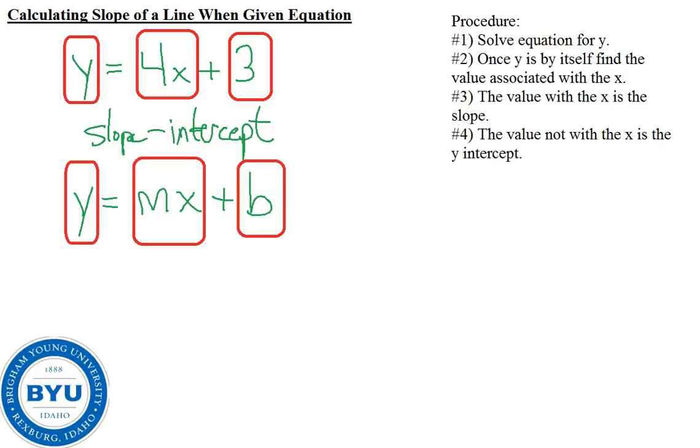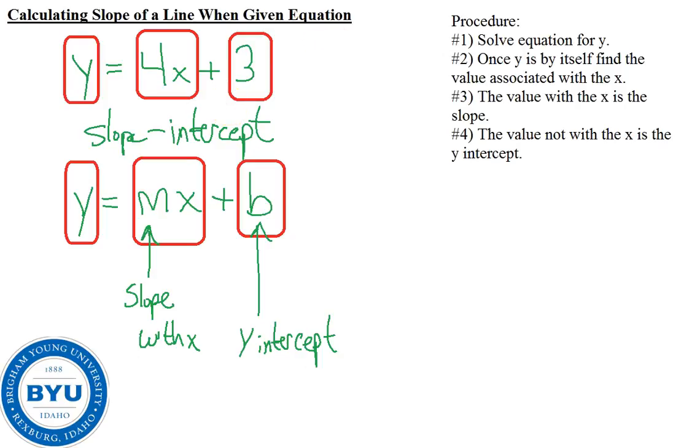The m represents the slope of the line. So that number that's with the x, it's always with the x, that's the slope. And so in this line here, y equals 4x plus 3, 4 would be the slope. And the b, the number not with the x, is known as the y-intercept. So in this equation, the y-intercept would be 3.